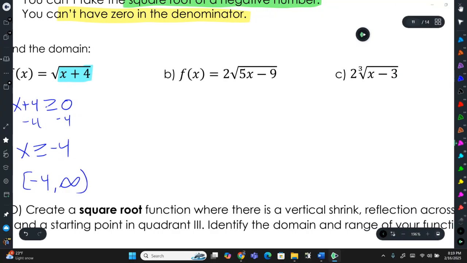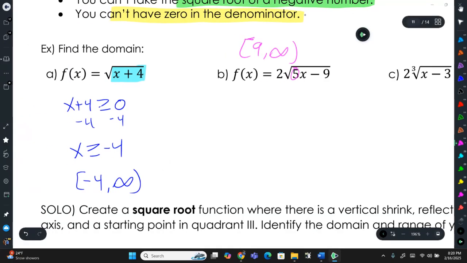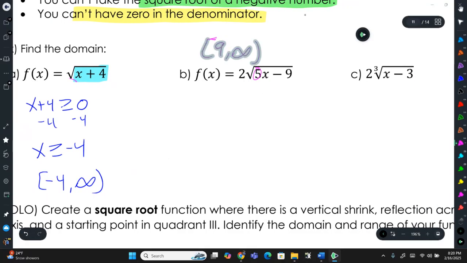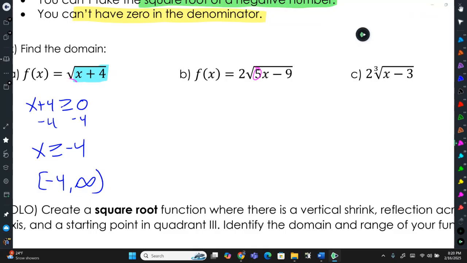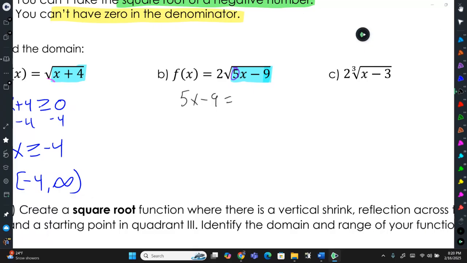Ooh, letter B looks different because we have a 5 in front of the x. You're not just going to say, oh, this is going to be 9, comma, infinity, because it's the opposite of what we see. Notice how there was no number in front of the x there. So that's why I really want you to understand that we get this by taking the stuff inside the square root and setting it greater than or equal to 0.